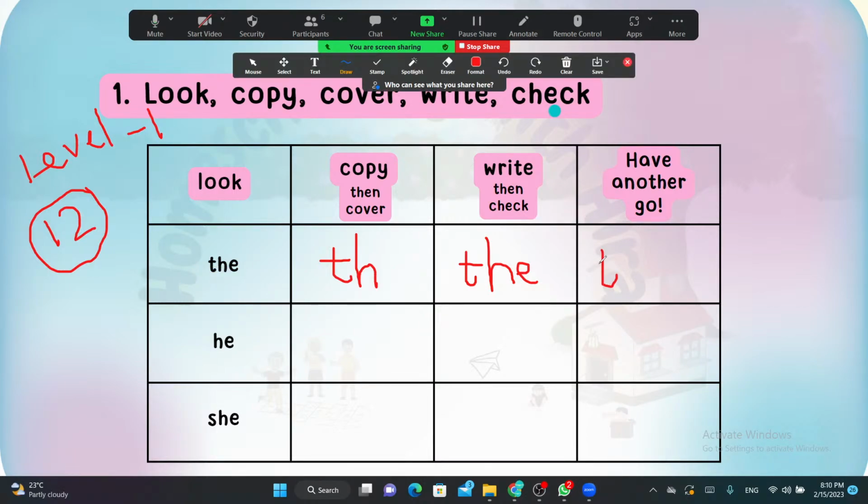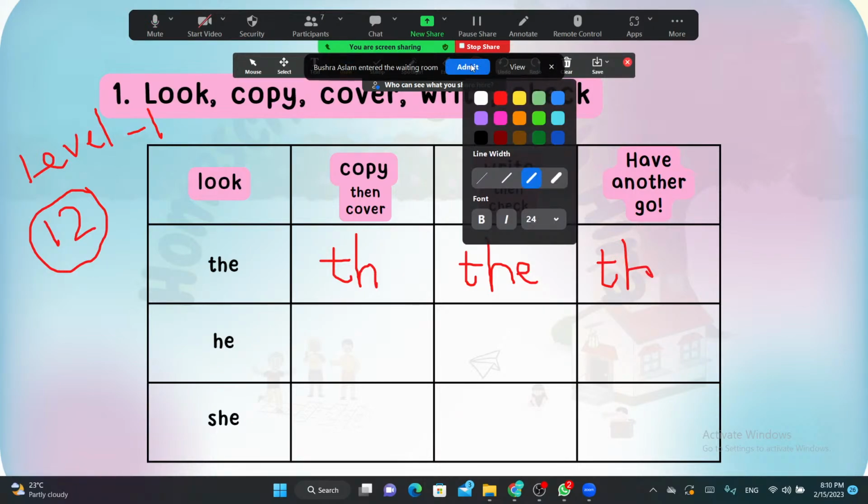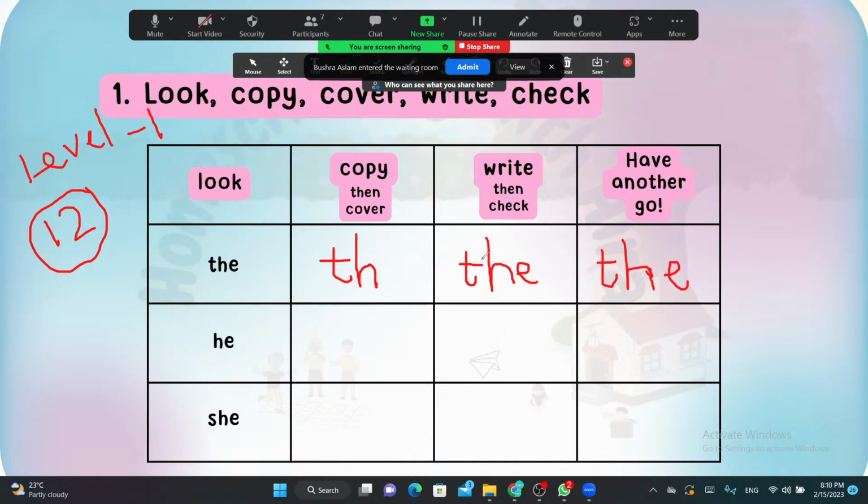This is a very simple method to give them once, twice, and thrice. You can give them practice of these tricky words. If the word is he, just tell them this is he. Then they will write he by looking at the spelling.